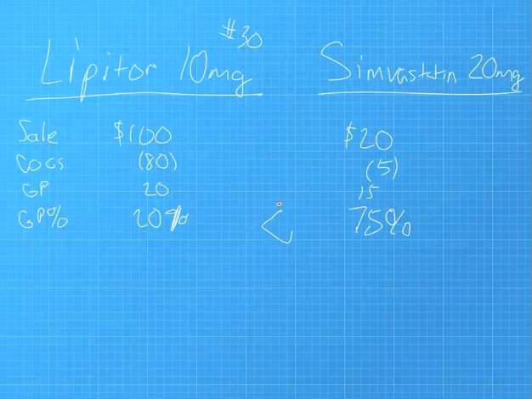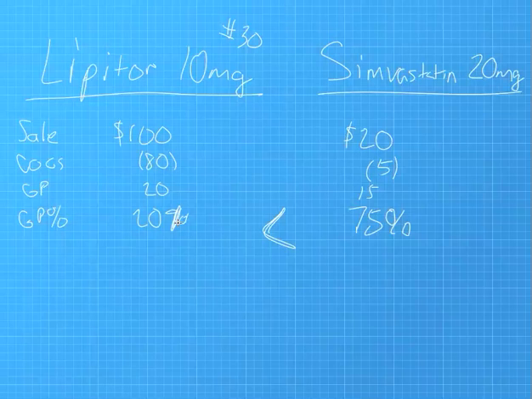Well, that's supposed to be a greater than sign. So what does it say? 75% is way greater than 20% in terms of gross profit. And you would think, gosh, if we just sold a ton of simvastatin, man, our pharmacy would make so much money at 75% gross profit. We would definitely be retiring early.